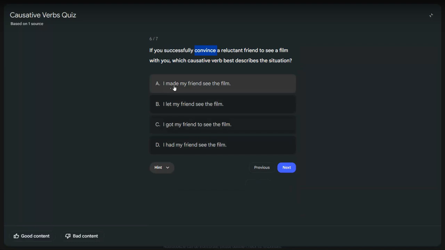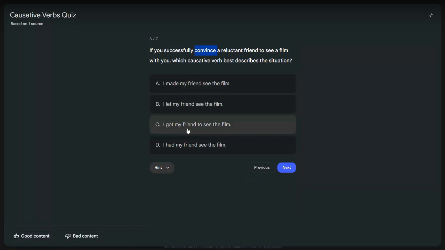So first one is made. Made we use when we are forcing someone to do something, but here we use convince, so we cannot use A. Let's go to another option, that is let. When we use let, we allow someone to do something. So are we allowing our friend to come with us? No, he did not want to come, but we are convincing him. He is not asking our permission, so B cannot be there.